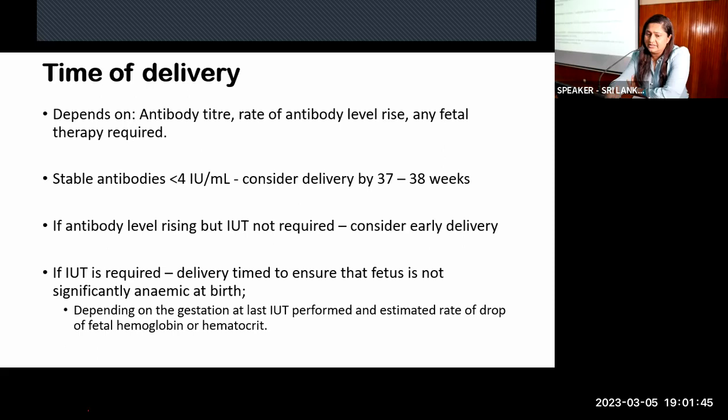If intrauterine transfusion is required, we must time the delivery to ensure that at the time of delivery, the fetus is not anemic, and this will depend on the gestation at the last intrauterine transfusion performed and the estimated rate of drop of hemoglobin or the hematocrit. We know that it will drop by 1% per day, roughly.